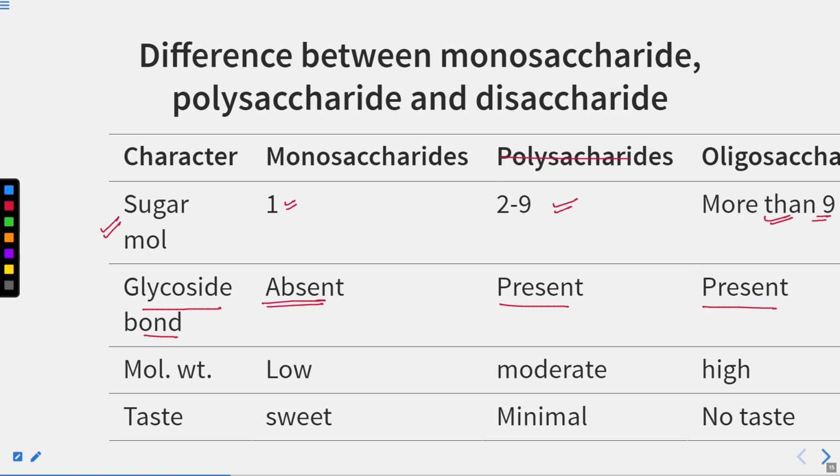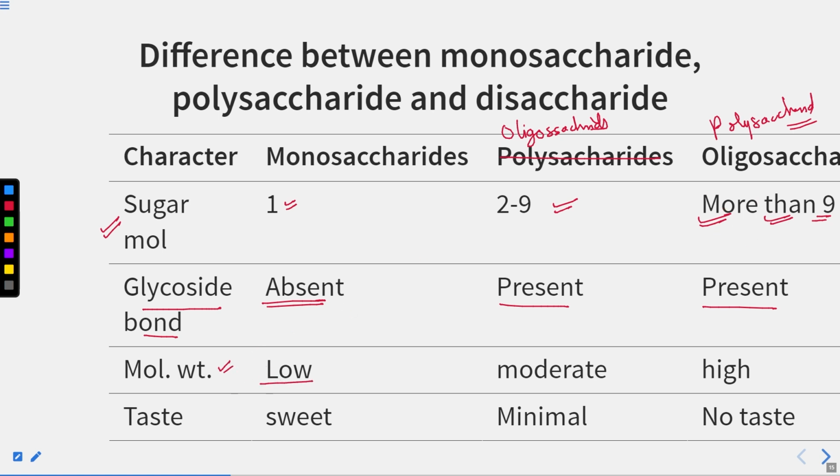So this is oligosaccharide, not poly, oligosaccharides, and this is the poly one, polysaccharides, right? Always more than 9.